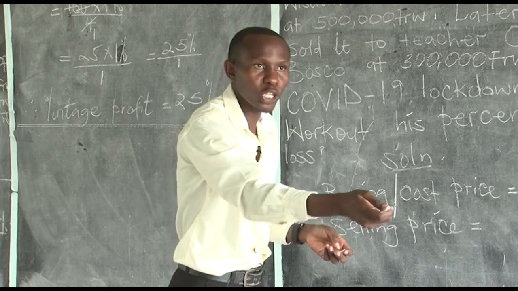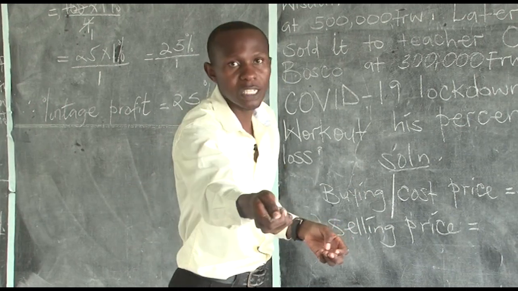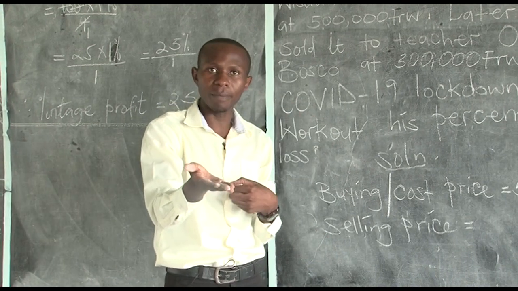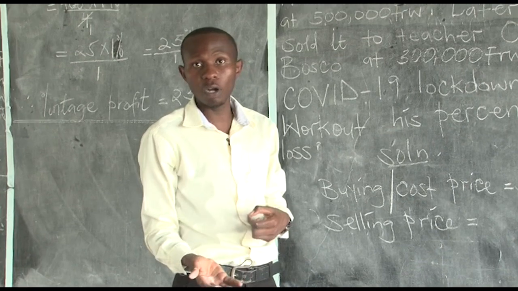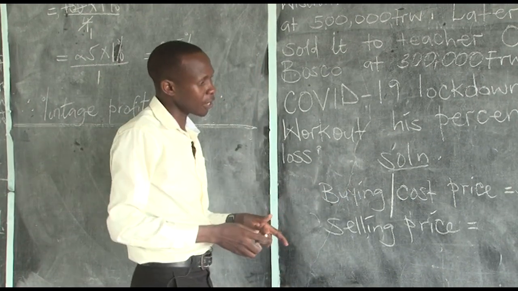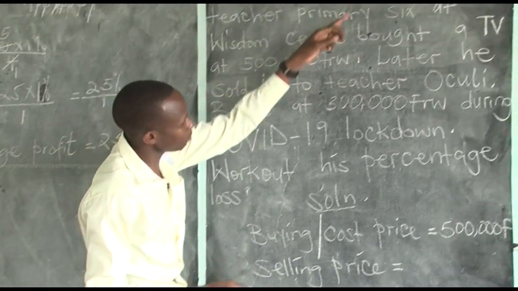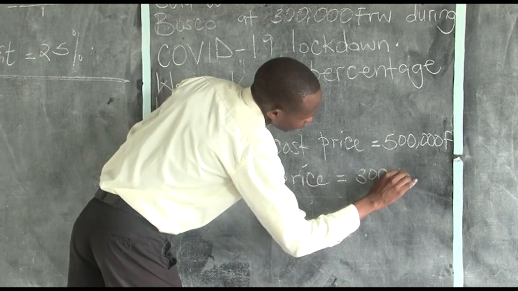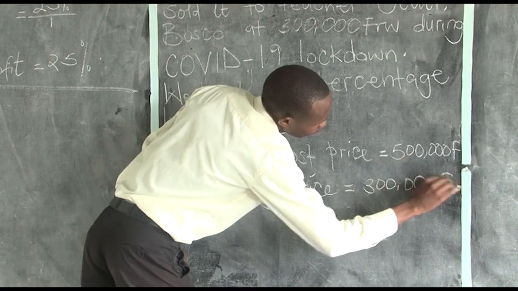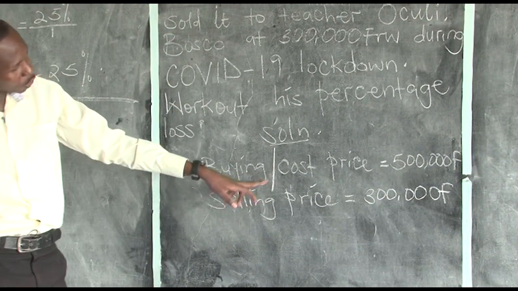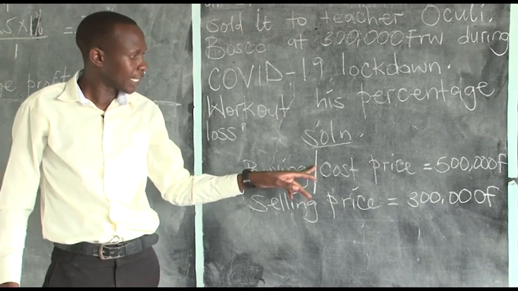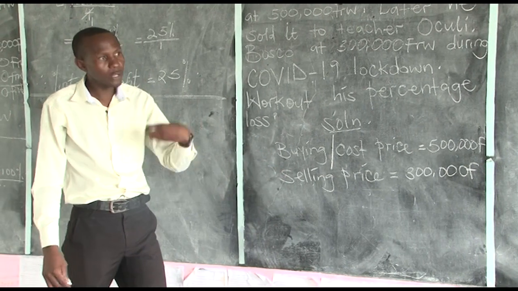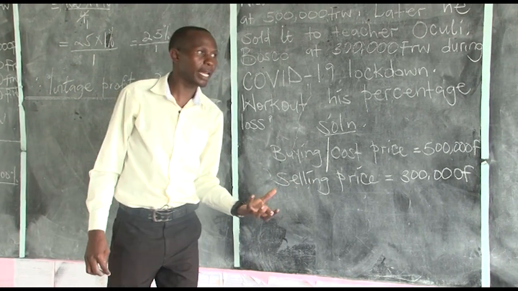When you are buying something, you remove money from your pocket, you buy something. Once you give out that money, they give you an item. It is what we call buying price. So this time round, Mr. Obong Simon received 300,000 francs. This is the amount that he bought it at, and this is the amount he got after selling his TV again.